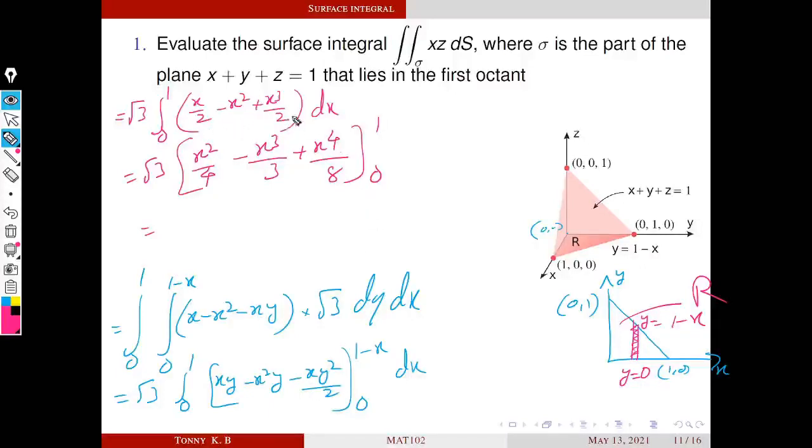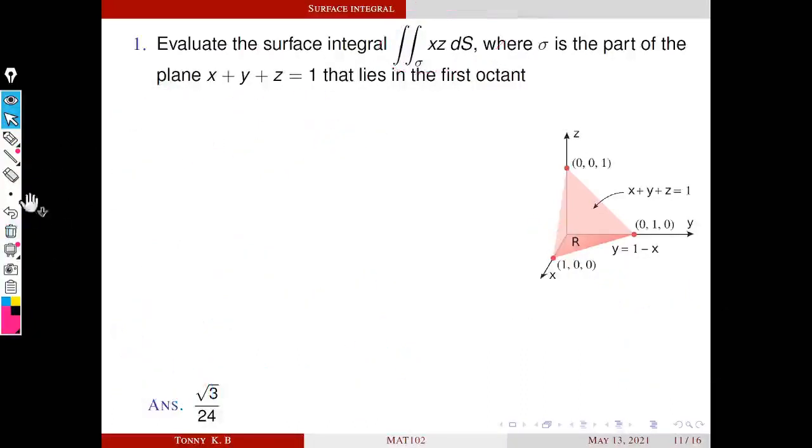Then after this integration, we get root 3 times x square by 4 minus x cube by 3 plus x raised to 4 by 8, and limits are 0 to 1. After substituting the upper limit and lower limit, and by simplification, this expression becomes square root of 3 by 24. So this is the value of this surface integral, root 3 by 24.